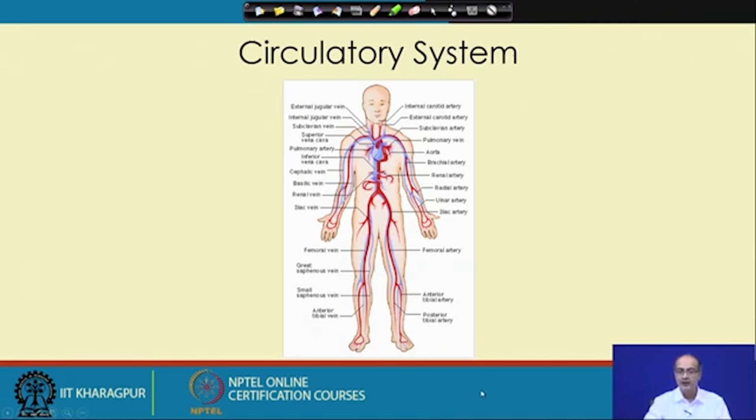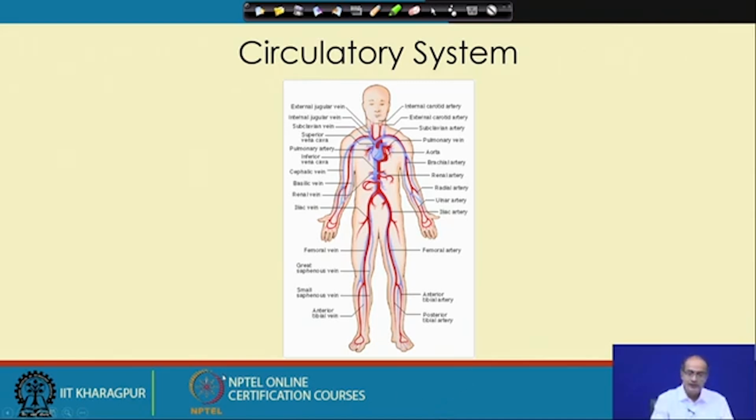And another interesting thing to look at is that we have copied many things. From the heart we learned the concept of a pump. From the hinges in human bones, we have learned to create the hinges that we use in our mechanical design. So, a lot of things we learn from the human body.